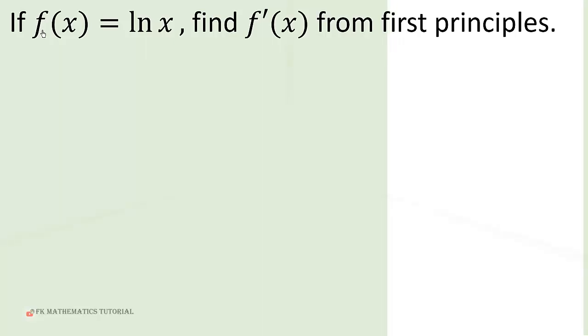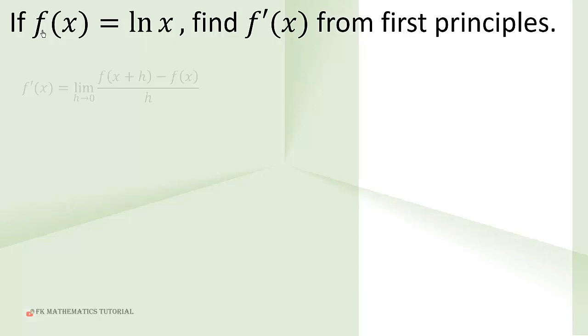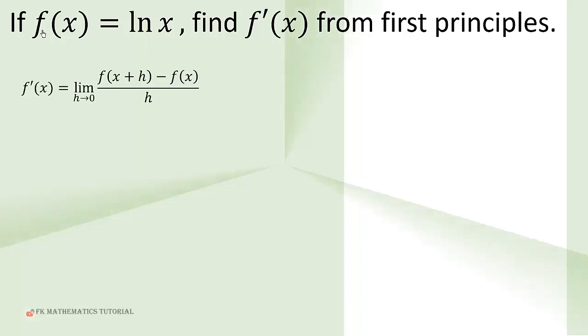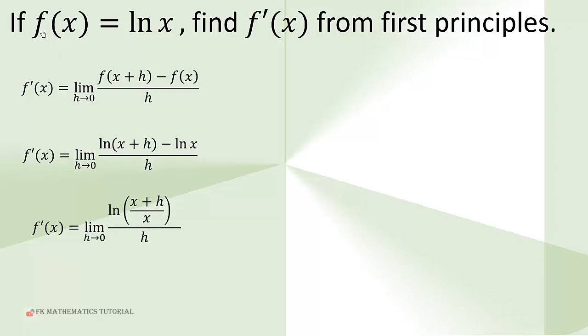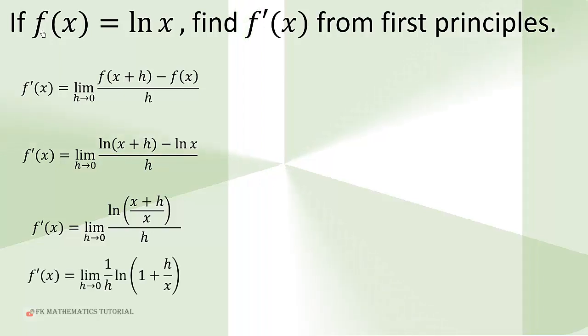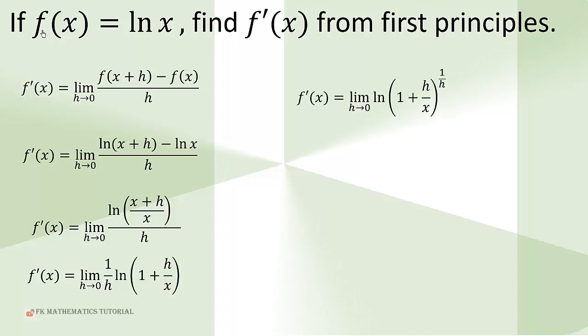The derivative of the natural logarithm of x is given by the limit as h approaches 0 of ln(x + h) minus f(x), all over h. Apply the quotient rule of logarithm to obtain this. Then you use algebra to simplify further to obtain this expression here. Now the next thing is to apply the power rule of logarithm to obtain this expression.